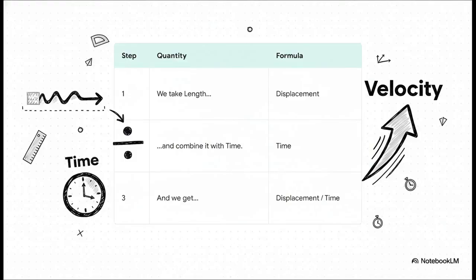Let's actually build one right now. It's super easy. So step 1, we grab a fundamental quantity, length. Step 2, we grab another one, time. We divide the length by the time, and boom. Just like that, we've constructed a brand new concept, velocity.